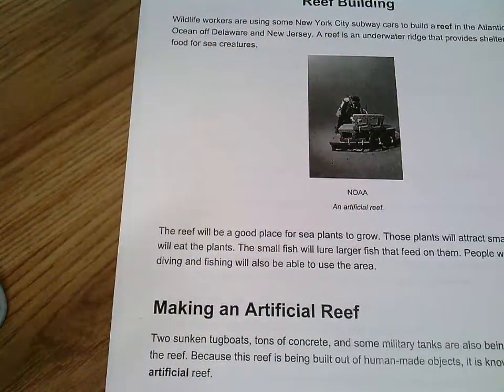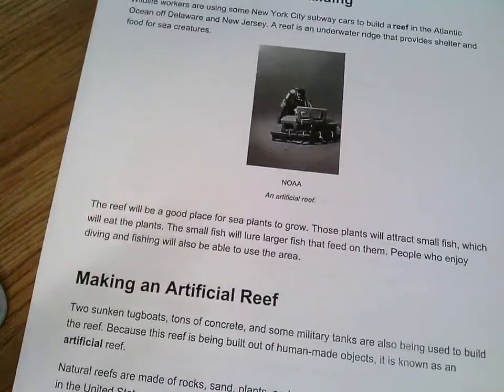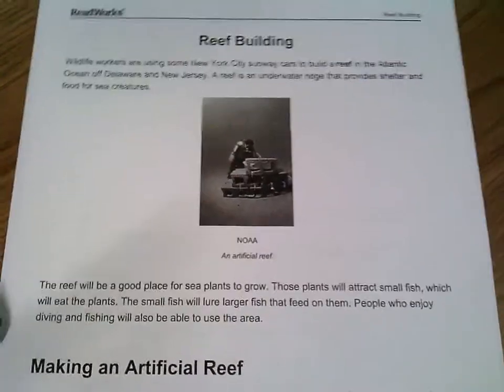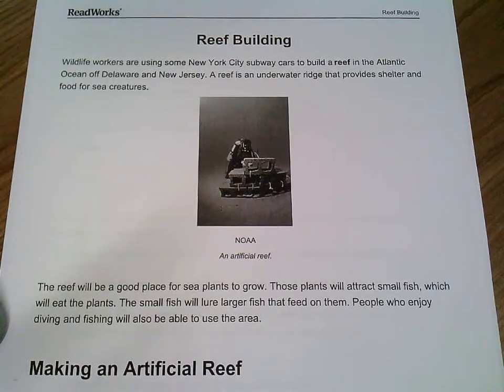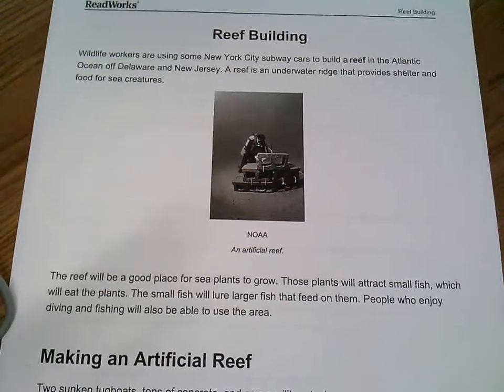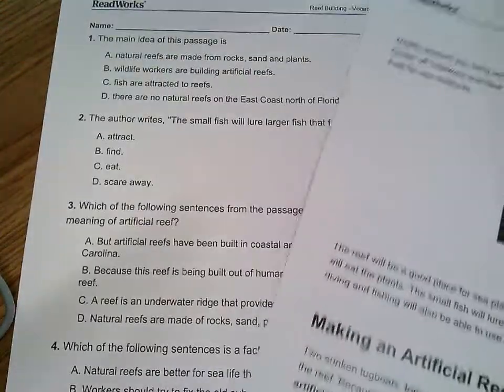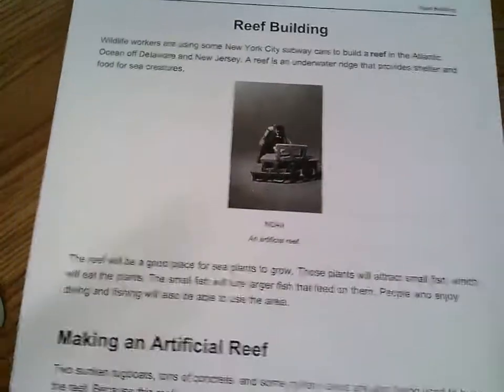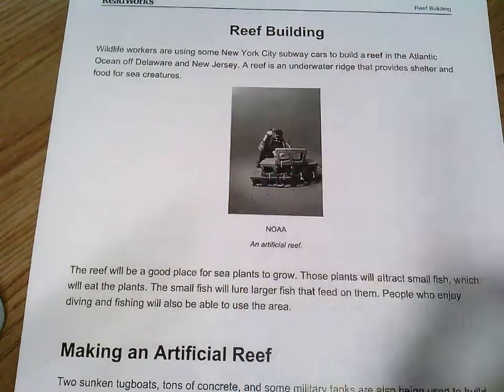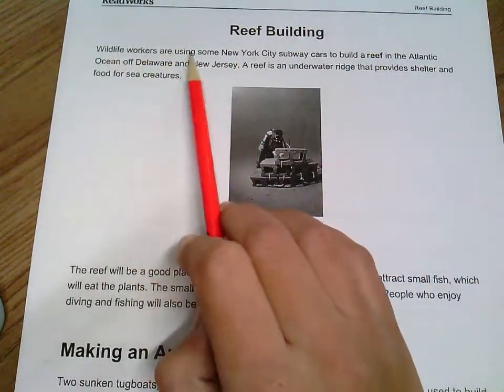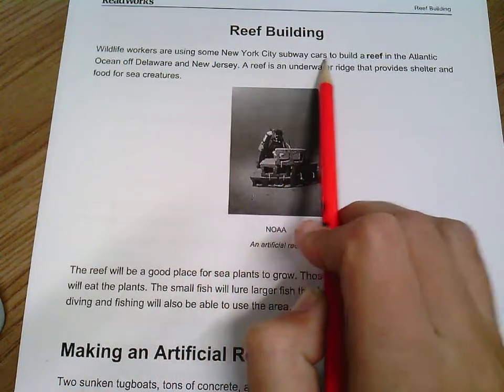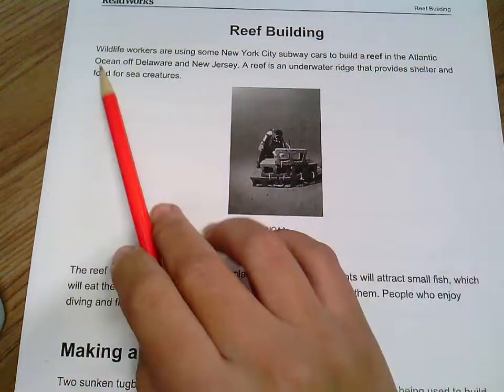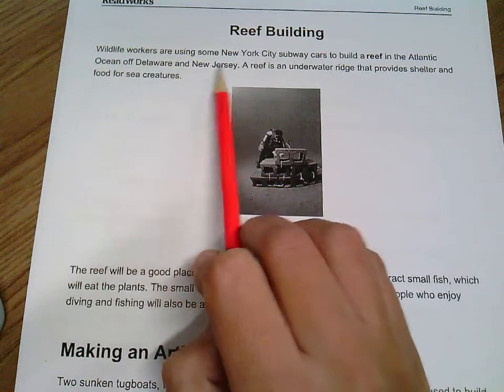All right, now we are going to read this article. So make sure you have this. It's in the reading skill folder at the back. And we're going to answer some of the questions as we work. Okay. Reef Building. Wildlife workers are using some New York City subway cars to build a reef in the Atlantic Ocean off Delaware and New Jersey.